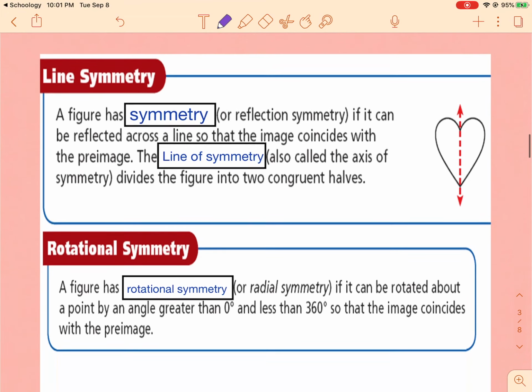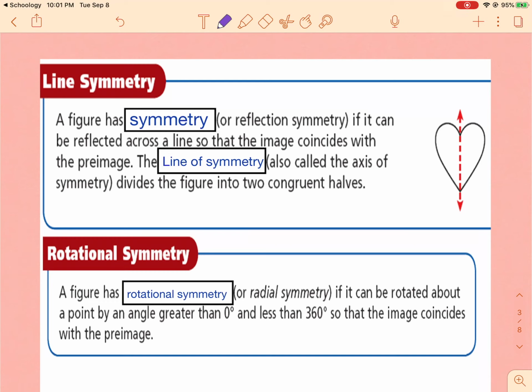Two types of symmetry: there's line symmetry and rotational symmetry. A figure has line symmetry, or reflection symmetry, if it can be reflected across a line so that the image coincides with the pre-image, so it matches up perfectly. The line of symmetry, also called the axis of symmetry, divides the figure into two congruent halves. So our heart here, when reflected across that dotted line, makes the identical image over here.